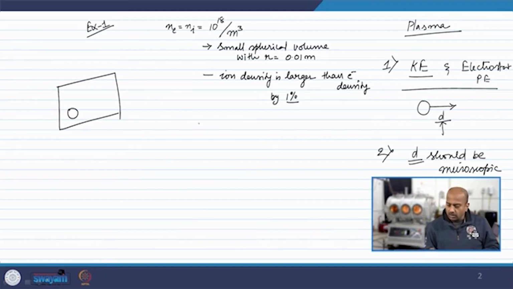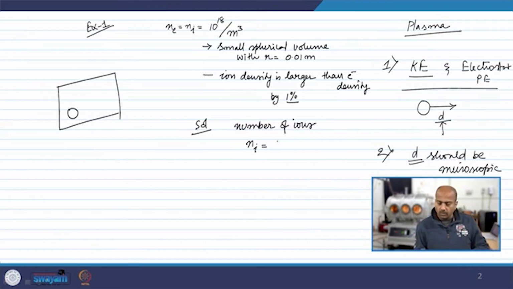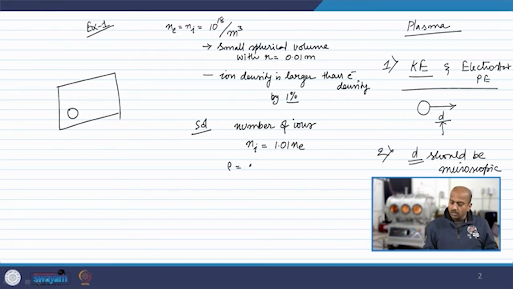So, the number of ions in this case, Ni, is equal to 1.01 Ne. How much is it? 101% of electrons, right. 101 divided by 100 times Ne. So, the total charge density, let us say rho, is Ne minus Ni times the charge. This is the formula, right.